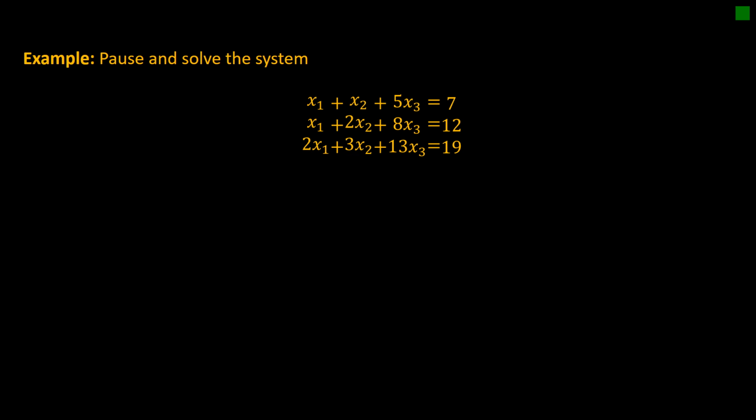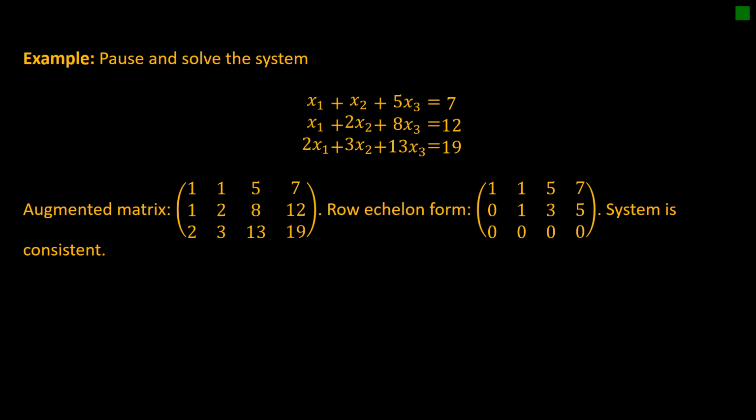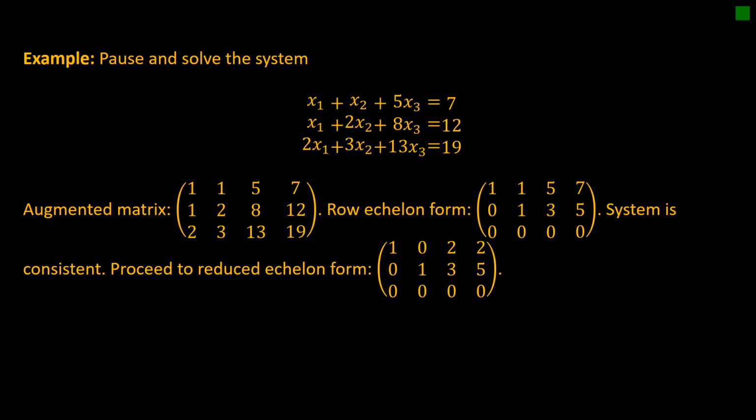Pause, okay, off we go. Augmented matrix, put it in row echelon form. The system is consistent. We have pivots only in the first 2 columns, right? Last column isn't a pivot. So we finish up and put it in reduced row echelon form. And it looks like columns 1 and 2 are pivot columns. So there are basic variables, X1 and X2.